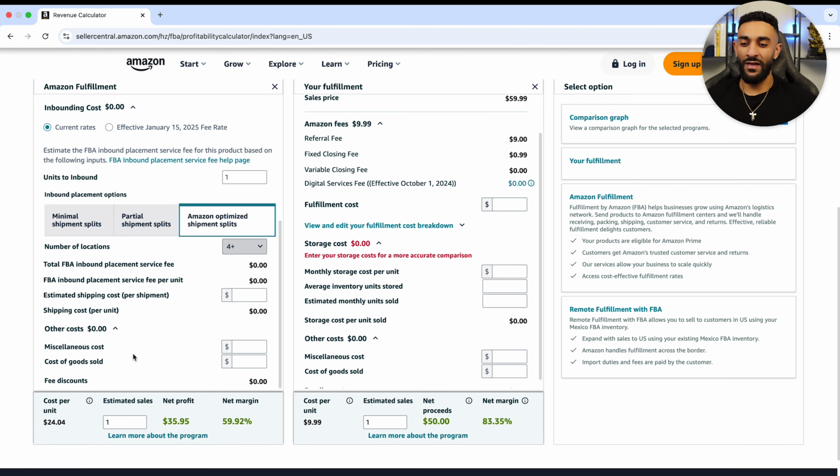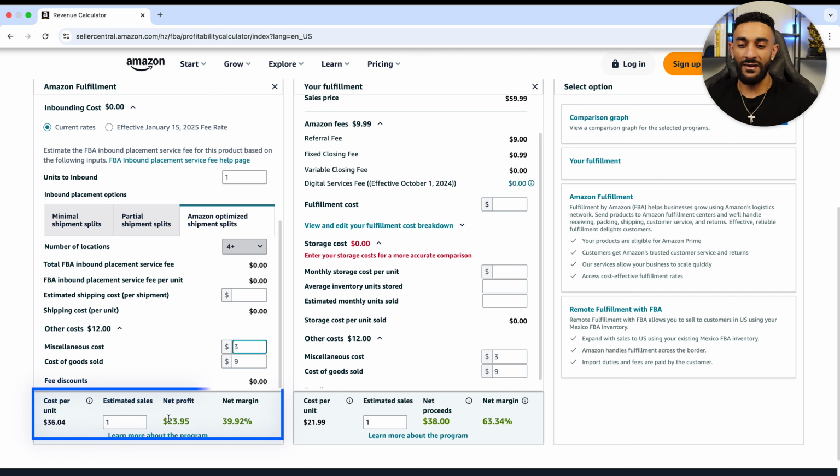Now, once we've set that, you're going to see these 2 sections here: miscellaneous cost and cost of goods. This is where you're going to want to input the cost of goods that you got from your manufacturer. So let's say that we got this product for $9 a unit. And then for miscellaneous cost, this is where I put my shipping per unit. So let's say per unit we were spending $3 on shipping. That would leave us a net profit on this product of $23.95 and a net margin of 39%.